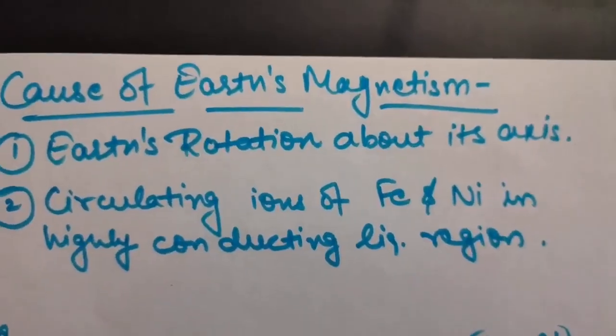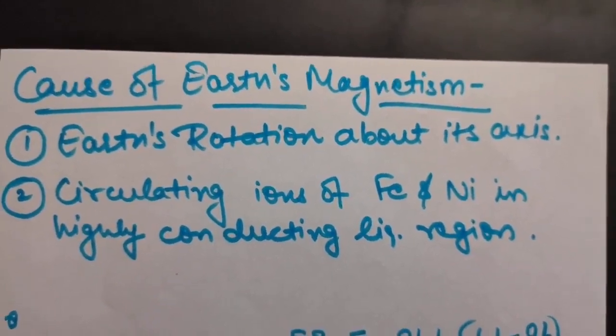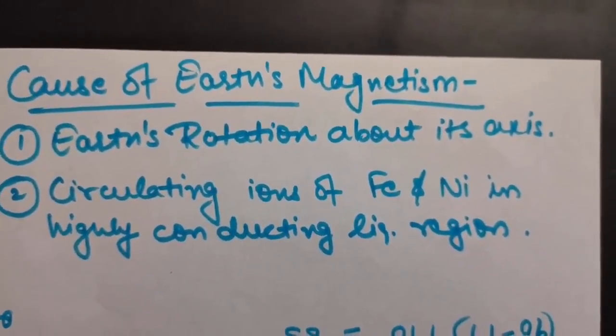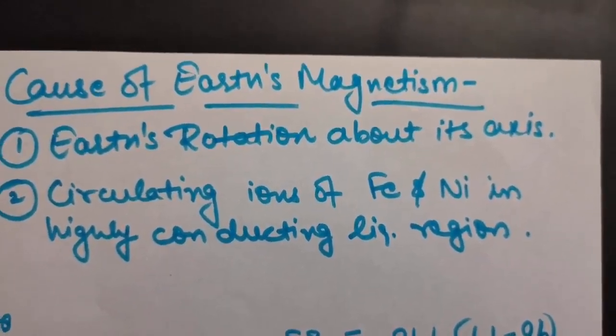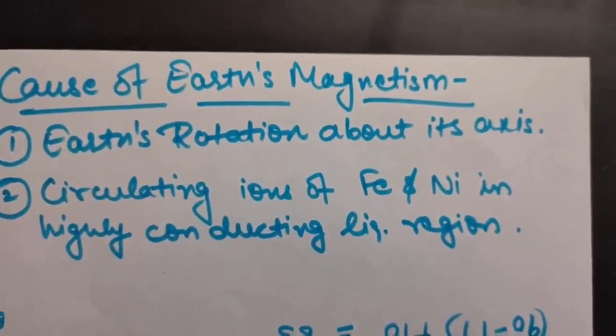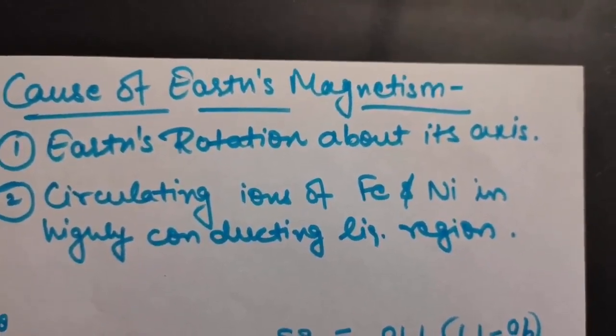The next is the cause of Earth's magnetism. Although the exact cause of Earth's magnetism is not known yet, some theories, or you can say some postulates, were given. The first was that Earth's magnetism can be due to the Earth's rotation about its axis. We can explain it by this.